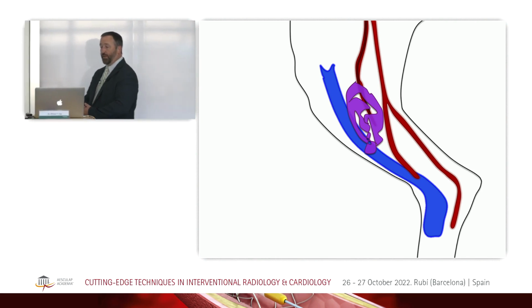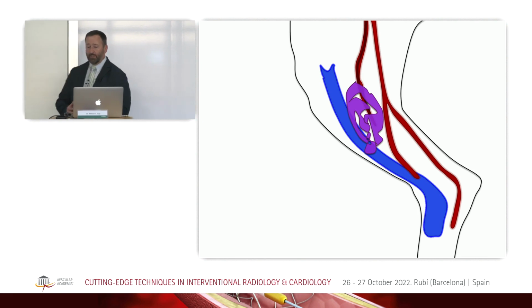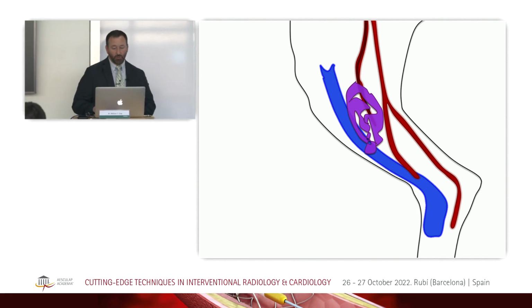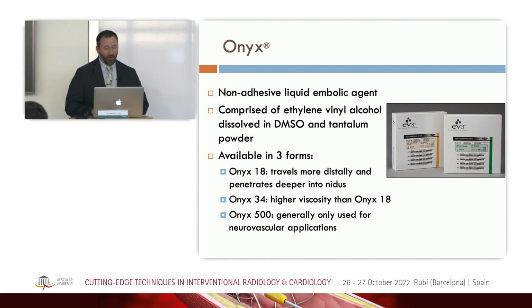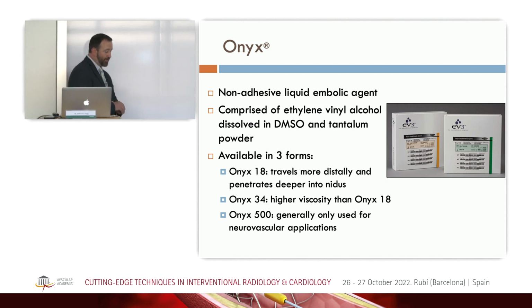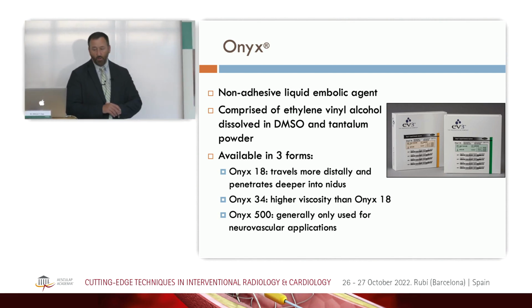Even in shunts where we don't see any kind of branching portal branches, those usually show up after we treat a shunt. All right, so in this case we use the Onyx, and I was just going to show that so you can see an example of how that works.